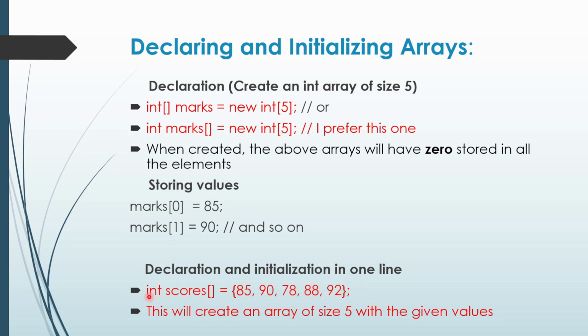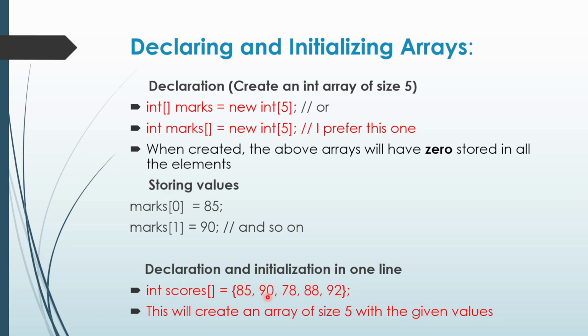You do it in the same way. From the left side of the equal to, the command remains the same. We specify the data type, we specify the name of the array, and we specify the brackets indicating scores is an array, not a variable, is equal to. Now you can see the statement here. In curly braces, put down all the values separated by commas.